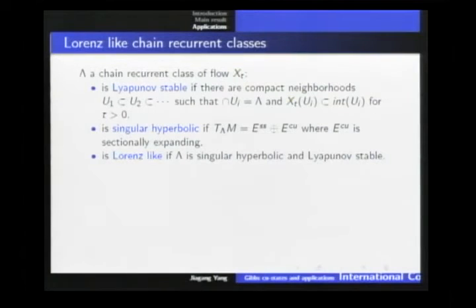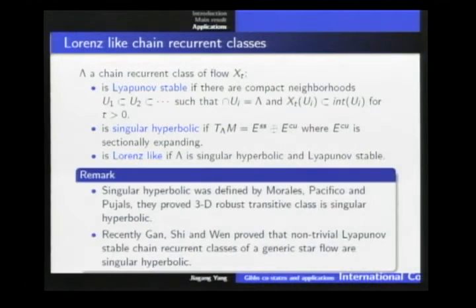A class is Lorenz-like if it is singular hyperbolic and it is Lyapunov stable. But it is not necessarily an attractor, not necessarily isolated, maybe accumulated by some other set, we don't know. Singular hyperbolicity was defined by Morales, Pacifico, and Pujals. They showed that a three-dimensional robustly transitive flow, if it contains a singularity, should be singular hyperbolic. And recently, Shaobo Gan, Yi Shi and Lan Wen proved that any non-trivial Lyapunov stable chain recurrent class of a generic star flow is always singular hyperbolic. A star flow means that after perturbation, all the singularities and periodic points are always hyperbolic.